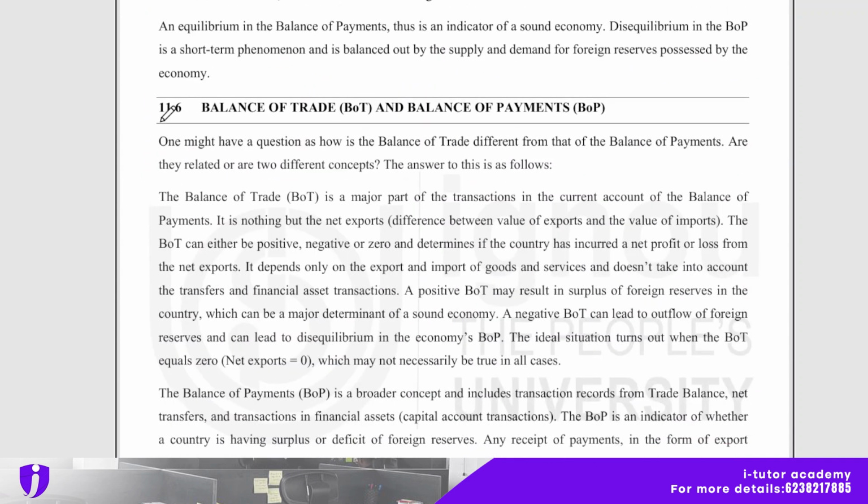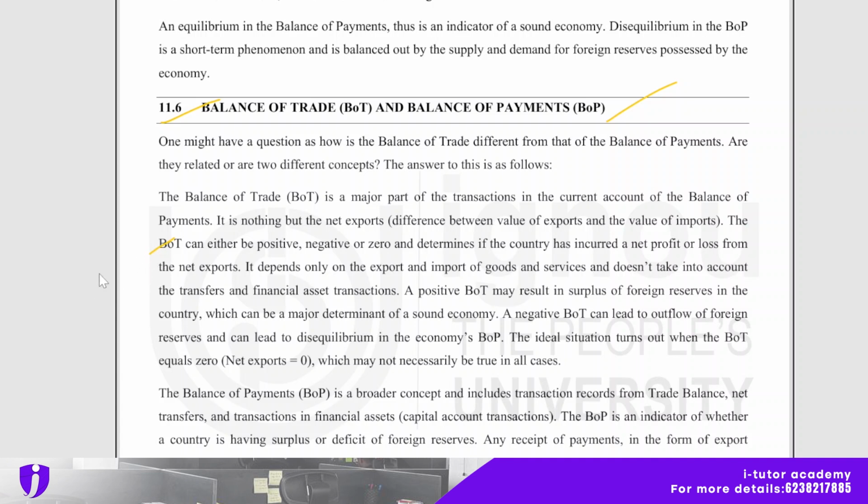And the next one is balance of trade and the balance of payment system. One might have the question: how is the balance of trade different from the balance of payment? Are they related or are they different concepts? The balance of trade is a major part of the transactions in the current account of the balance of payment. It is nothing but the net export, that is the difference between the value of exports and the value of imports. The BOT can be positive, negative or zero, and determines if the country has incurred a net profit or loss from the net exports.